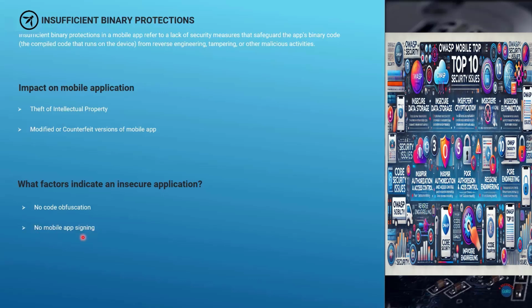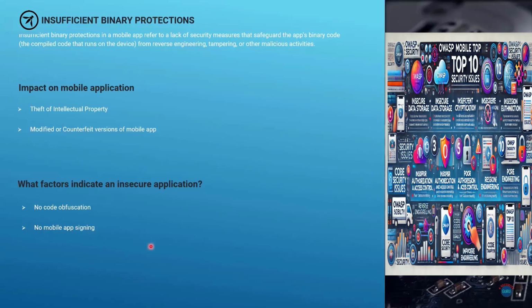Second will be no mobile app signing. If you are not signing your mobile app, then this will also lead to insufficient binary protection. Mobile app signing helps to establish the identity of the owner of the mobile app. So it is always recommended that before releasing a mobile app, you sign it with your cryptographic key, which will identify that you are the correct owner of the mobile application.